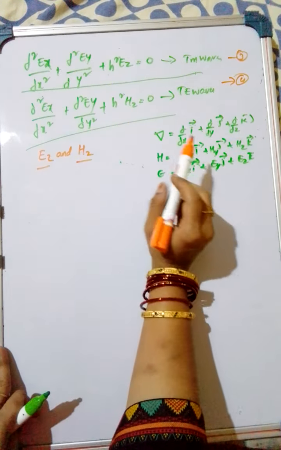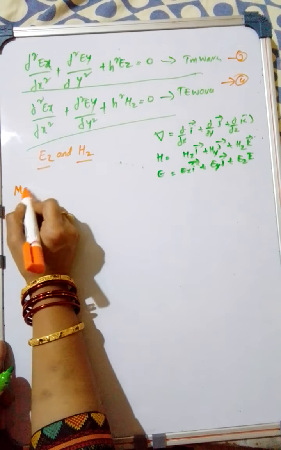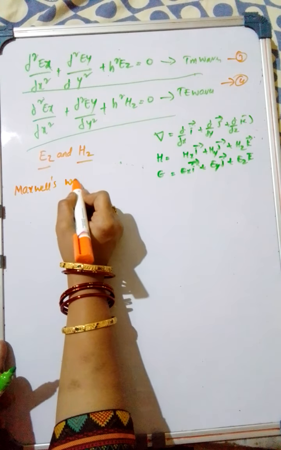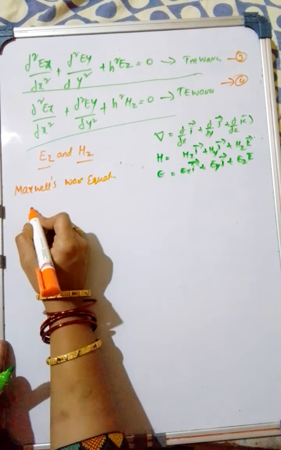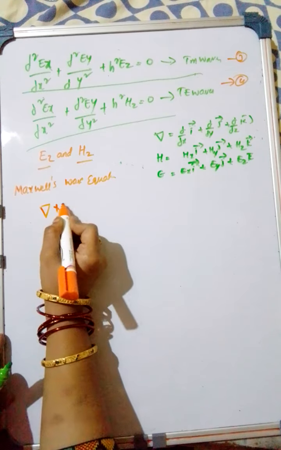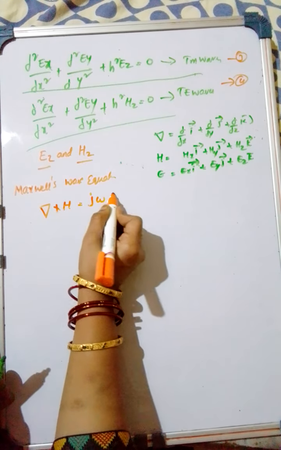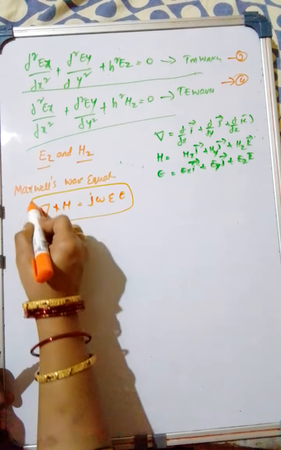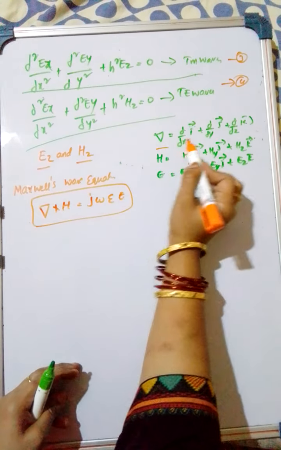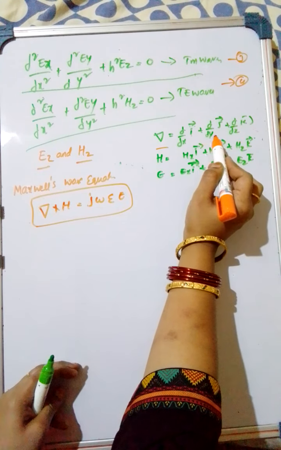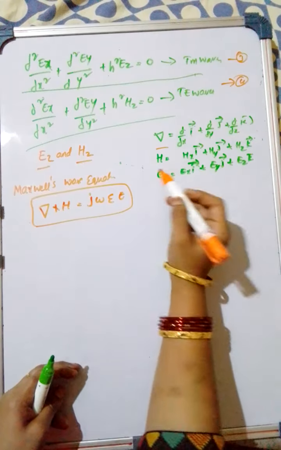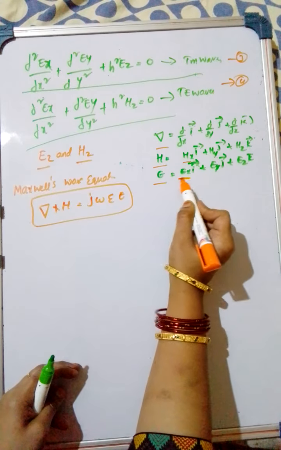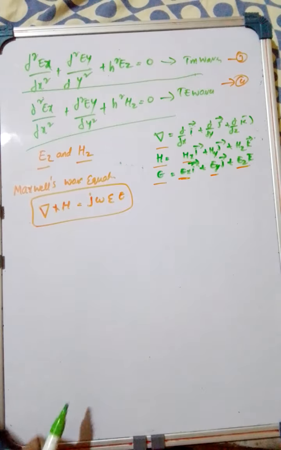Now, we know Maxwell's wave equation states that del cross H is equal to j omega epsilon E. Okay, this is our Maxwell wave equation. Now, del is nothing but dou by dou x of i bar plus dou by dou y of j bar plus dou by dou z of k bar. Whereas H is equal to Hx i bar plus Hy j bar plus Hz k bar. Similarly, E is equal to Ex i bar plus Ey j bar plus Ez k bar.